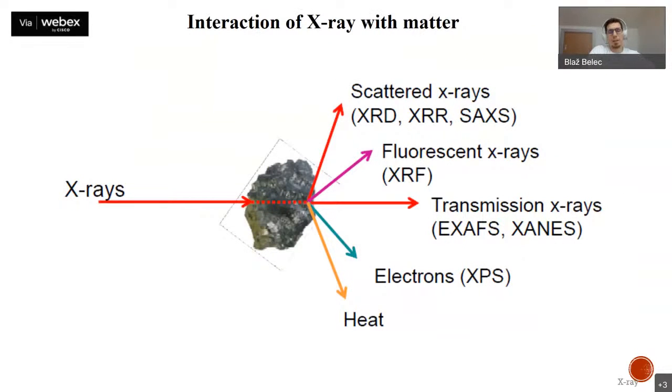The X-ray is the same, so it's electromagnetic radiation. So the energy, when it interacts with the sample, interacts in different ways. So we can get scattered X-rays, fluorescence, emissions, transmission, even heat. And depending on what we observe, we can get different information, and also different methods are used.